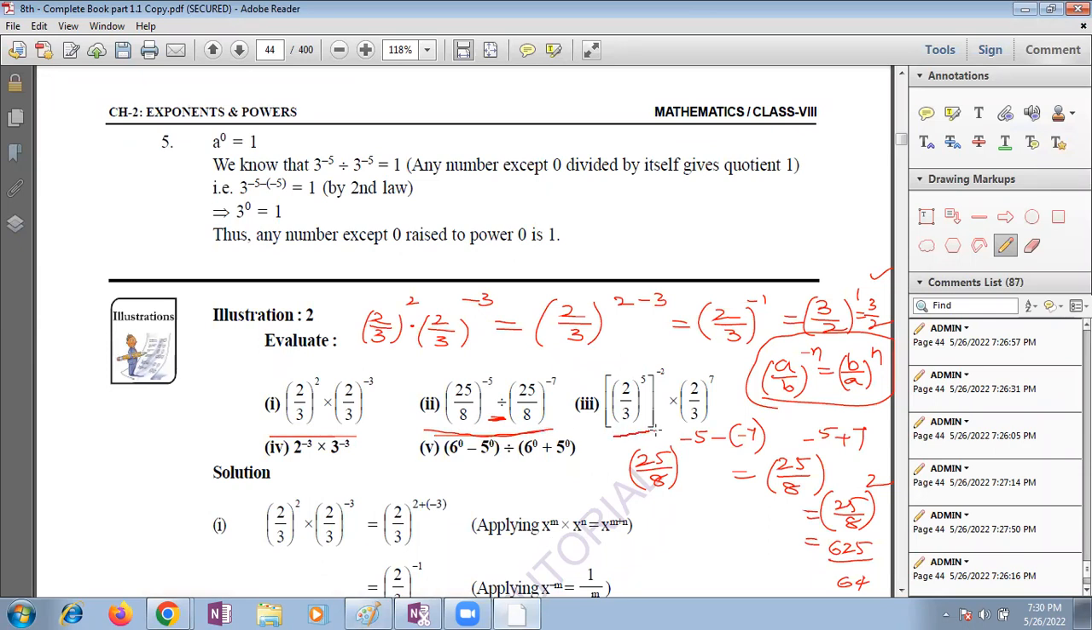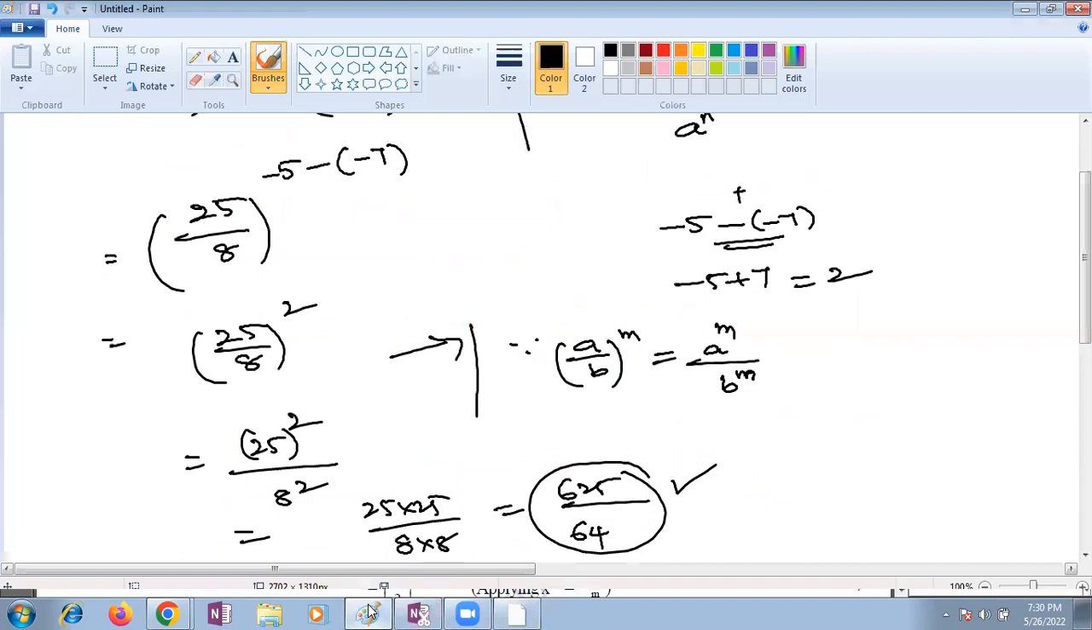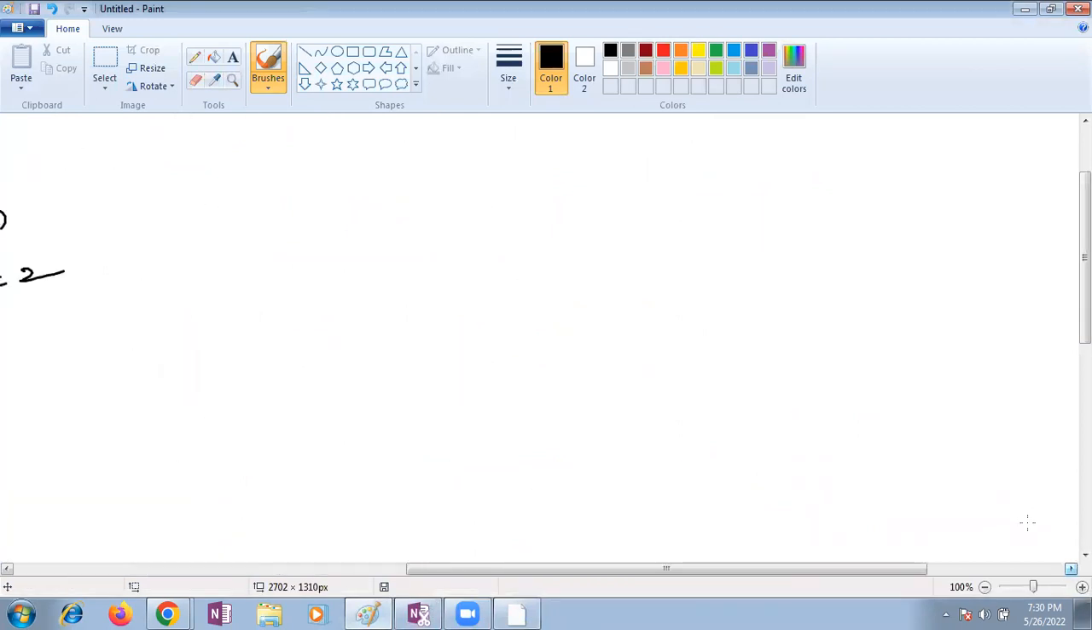Coming to question 3, by looking only you can say this is power raised power. Power raised power means you need to multiply the powers. You need to multiply the exponents, the index part. Now coming to 2 by 3. As I said, you need to mention in each and every case what law you are using, children. That's more important.